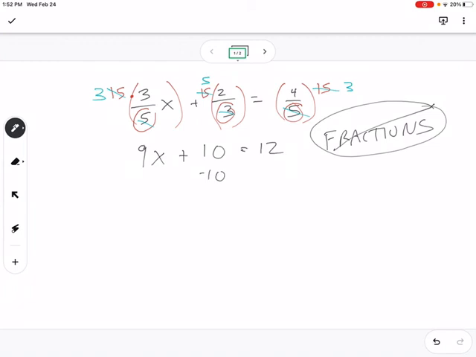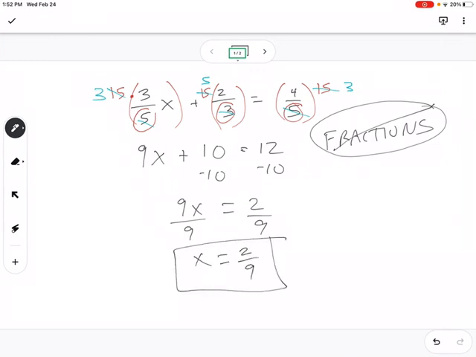First, we get rid of the 10, subtract 10 from both sides. We're left with 9x equals 2. Now we have to divide out the 9, and we get x equals 2/9. So our answer in the end is a fraction, but that's okay. It was a lot easier to get there if our first step was to bust the fractions. We can also bust decimals. We'll talk about that later too.